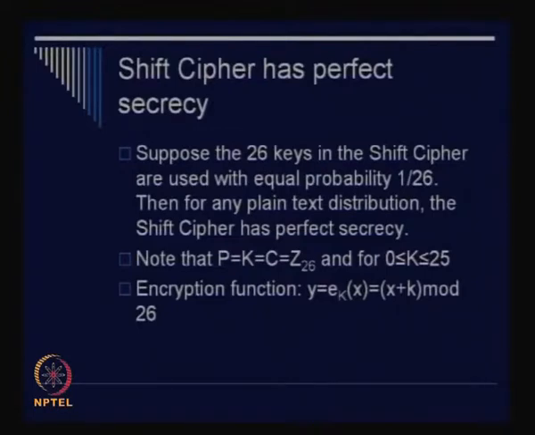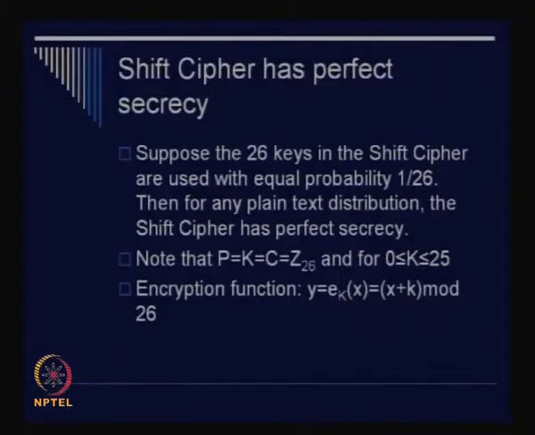You see that P, K and C can be said to form the set Z26. We have seen that it is the set of integers from 0 to 25. So your k lies between 0 and 25, and your function is very simple: it is just x plus k mod 26. The idea is that for each symbol of the plain text, you choose the value of the key at random, arbitrarily, and obtain the corresponding ciphertext value. The question is whether this gives you perfect secrecy.